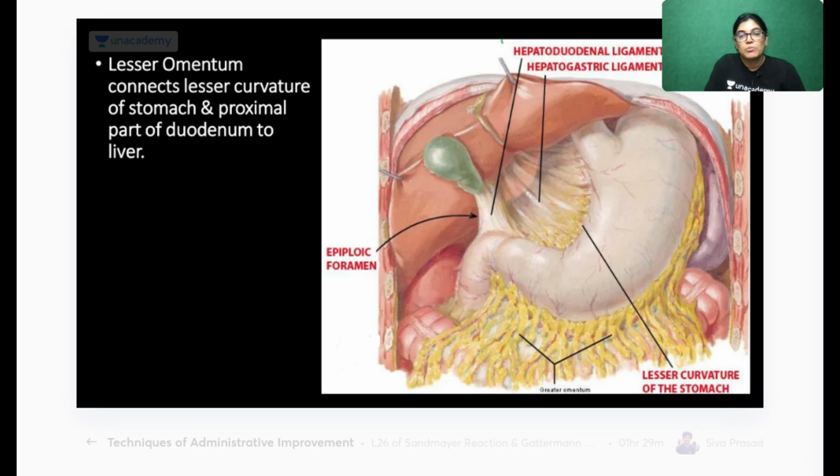So you can see here both the hepatogastric and hepatoduodenal parts, which are forming a connection between the proximal part of the duodenum. This is the initial part of the duodenum, and this is the liver. This is connecting the lesser curvature of the stomach to the hepatic region, or the portal triad region, by this ligament, the lesser omentum. 2 parts.